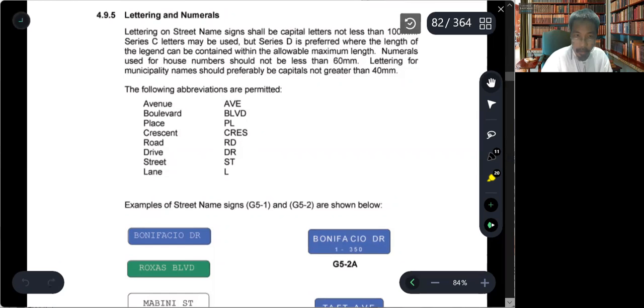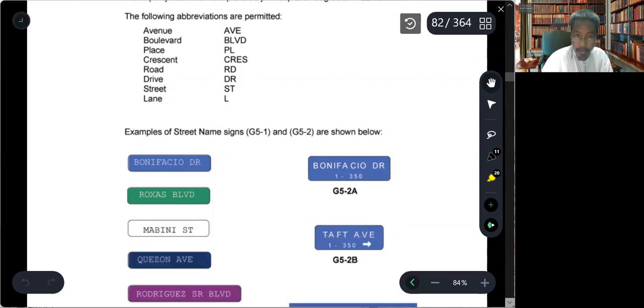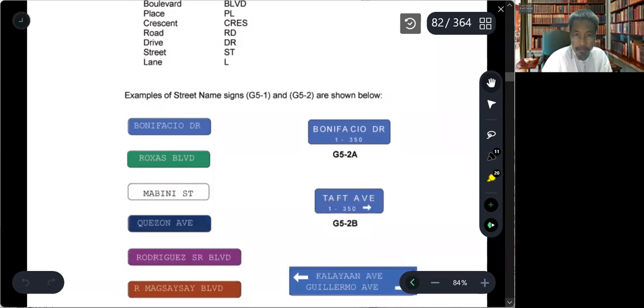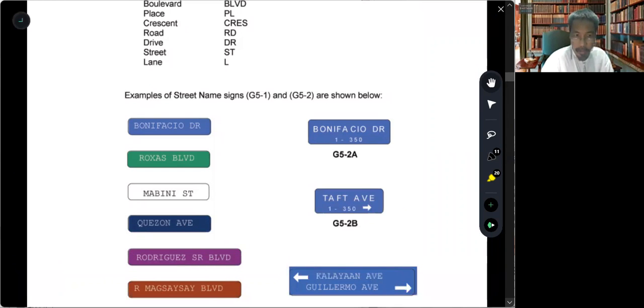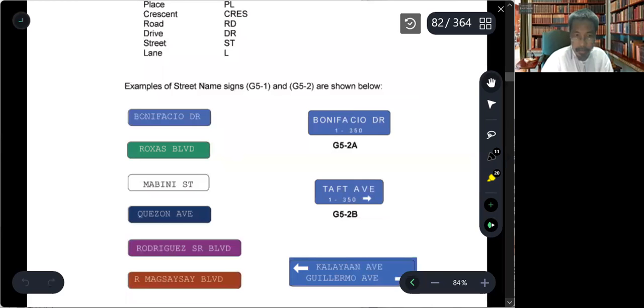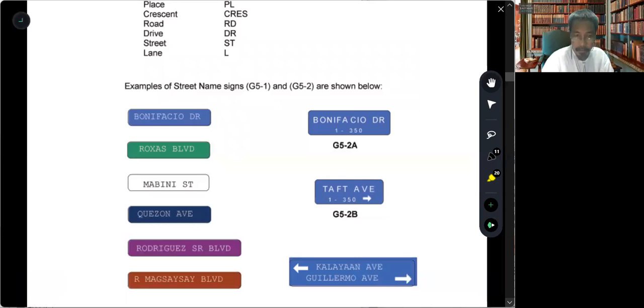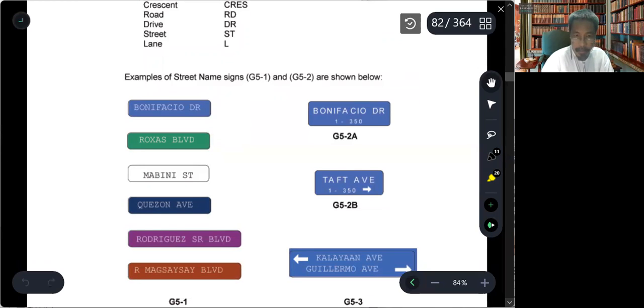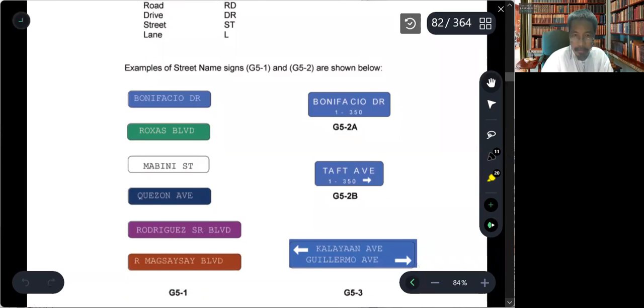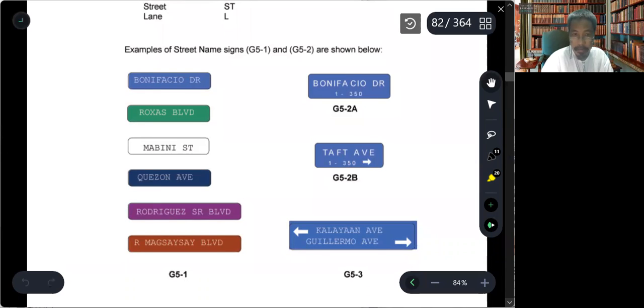For example, we have G1 and G2. Examples: Bonifacio Drive, Roxas Boulevard, Mabini Street, Quezon Avenue, Rodriguez Senior Boulevard, Ramon Magsaysay Boulevard, Kalayaan Avenue, Guillermo Avenue, Taft Avenue. So the number here, Bonifacio Drive, 1 to 350. Those are the house numbers on that block of the road, from 1 to 350.